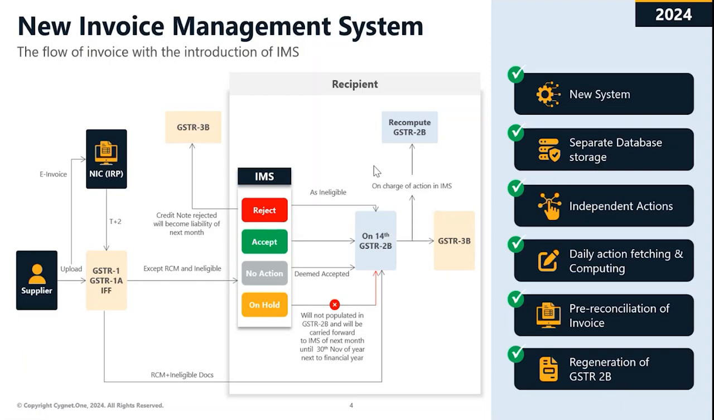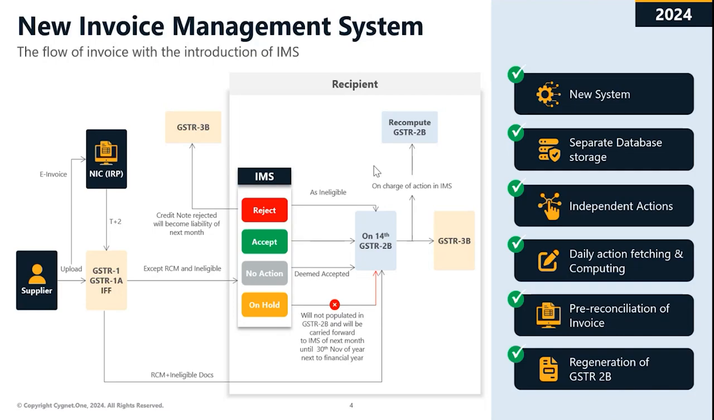You can simply reject them, keep them in pending, or reject a document and accept it, vice versa. You can take multiple actions and generate the 2B on demand after the 14th till you file your 3B. This gives you a larger window for reconciling the documents, having vendor communication, and later filing your GSTR 3B. This was the entire flow of how IMS has eased the receiver's end, the ITC claiming part and everything.